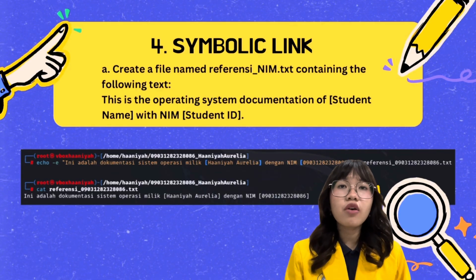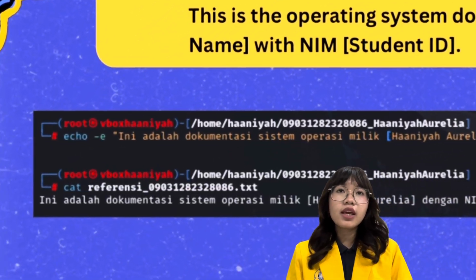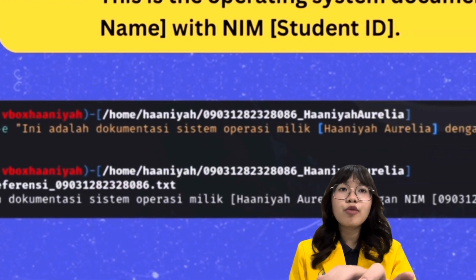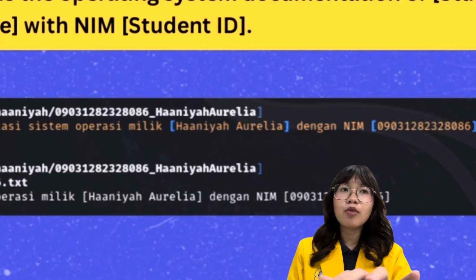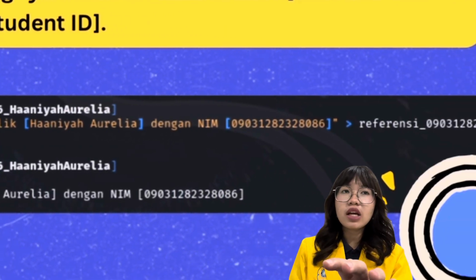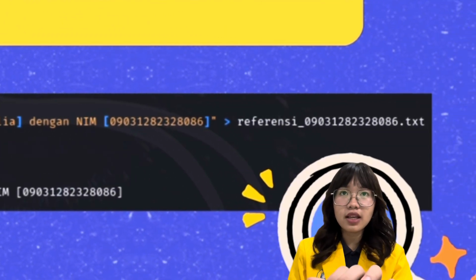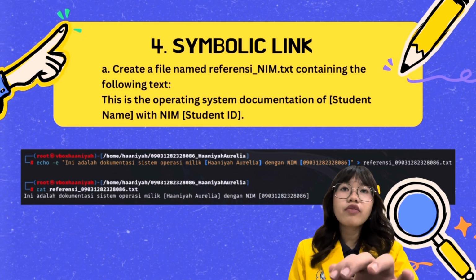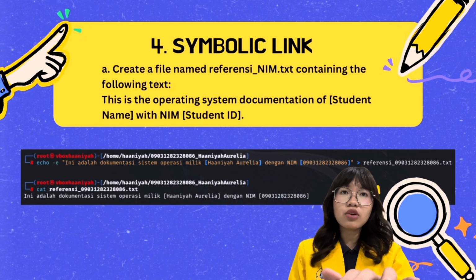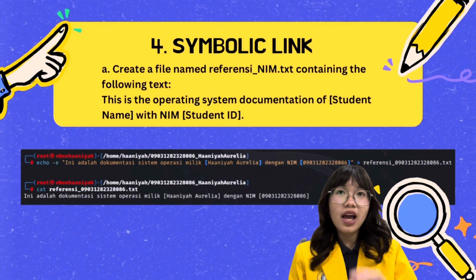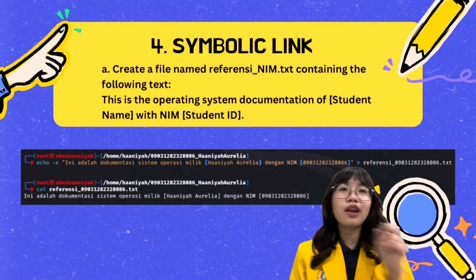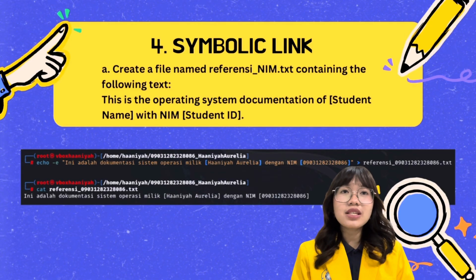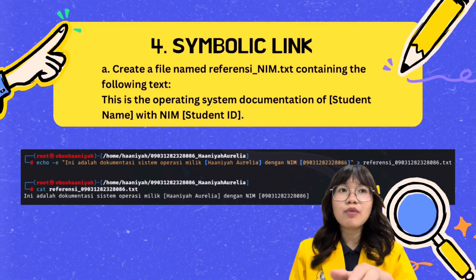Okay, we will use the command echo -a "Ini adalah dokumentasi sistem operasi milik Hania Aurelia dengan NIM 0903" referensi_0903.txt. And this command creates the file and inserts the text. We will verify with cat referensi_0903.txt, and the output will be: Ini adalah dokumentasi sistem operasi milik Hania Aurelia dengan NIM 0903.